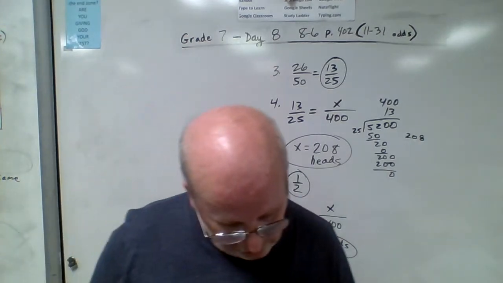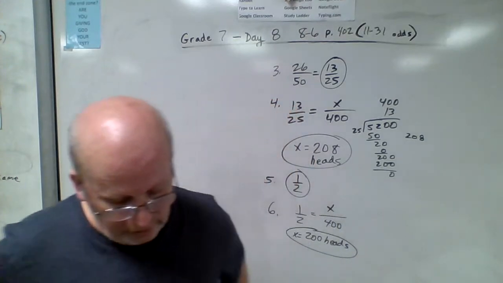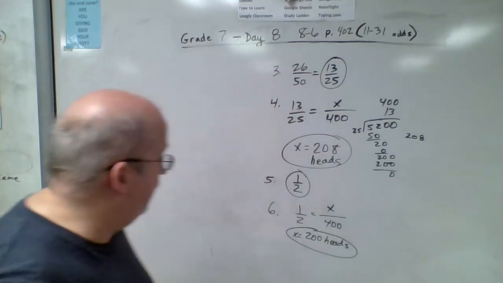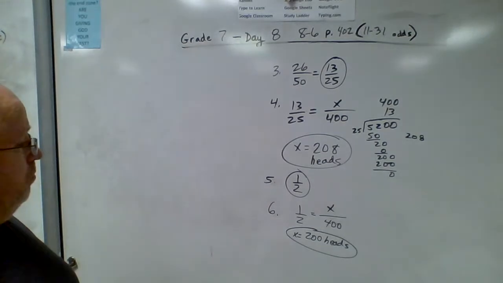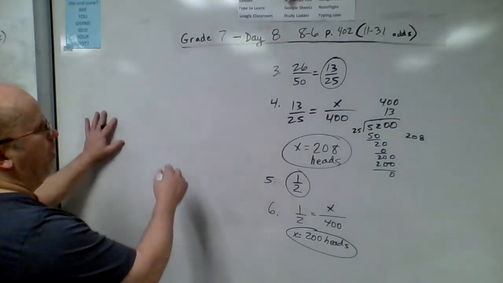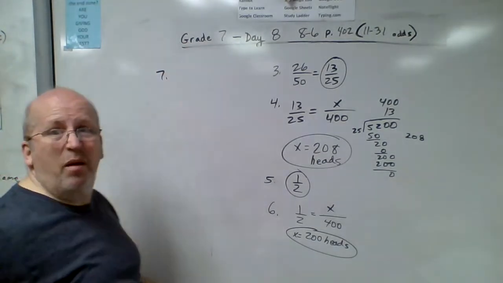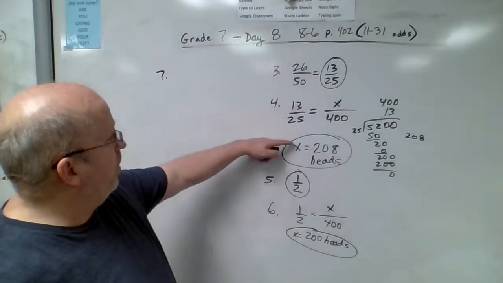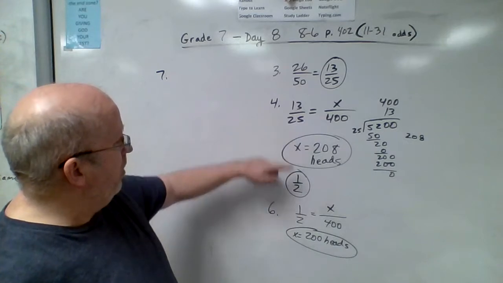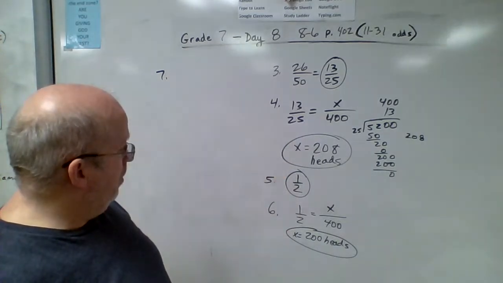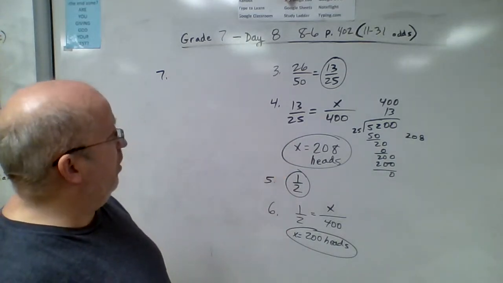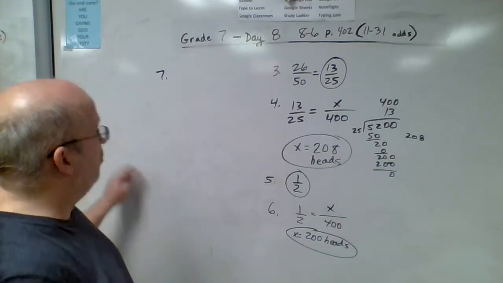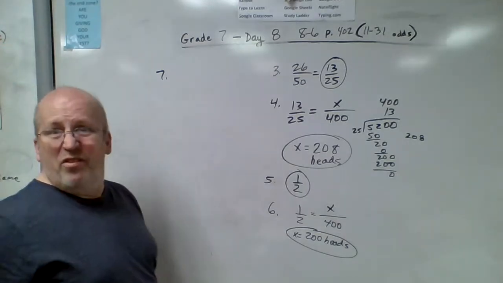Let's go to number 7. Compare the theoretical probability to your experimental probability. Well, when we talk about comparing, usually we have to create some sort of sentence, right? So what can I say about the theoretical compared to the experimental? Well, they're sort of close, but the experimental seems to favor heads, doesn't it?